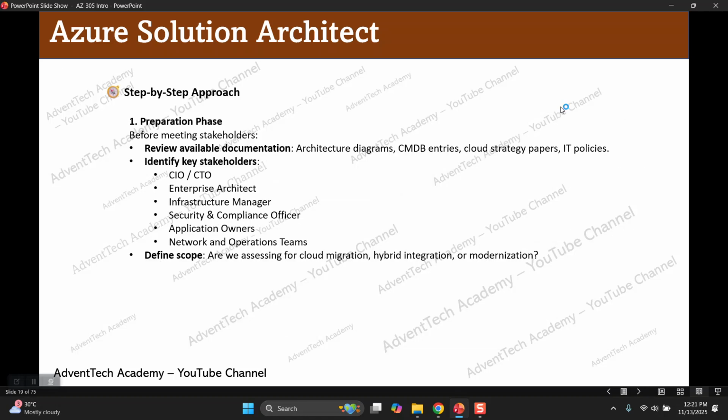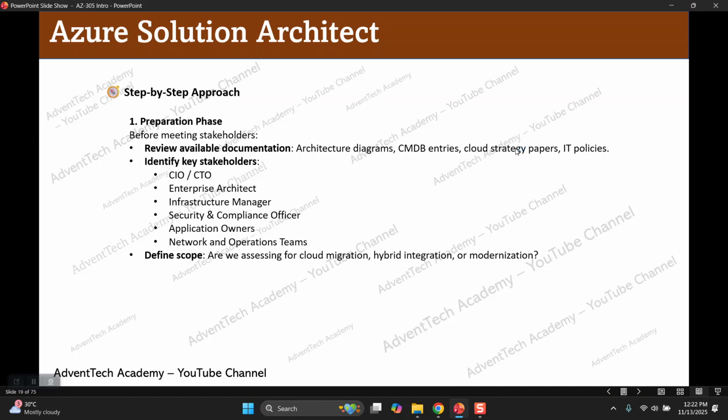As a solution architect, we have to follow a step-by-step approach. The first one is the preparation phase. So we have to review all the available documents: architecture diagrams, change management, CMDB entries, cloud strategy papers, IT policies.